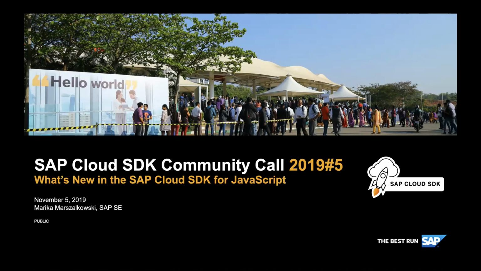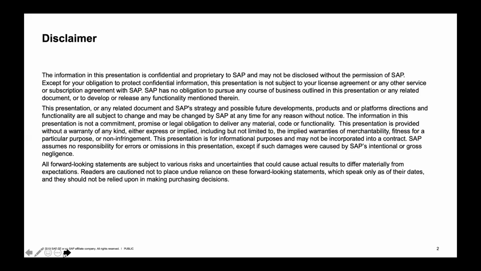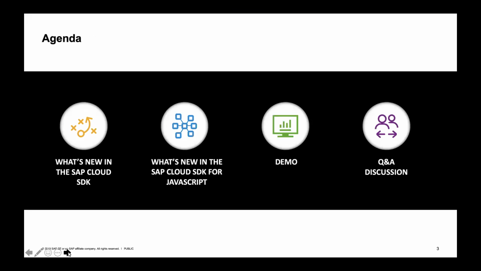So our agenda today looks as follows. We'll start with the view on what's new in general in the SAP Cloud SDK, but particularly our topic that Marika will later talk about is what's specifically new in the SAP Cloud SDK for JavaScript. So what happened in the last several months, which new features are exciting and worth trying out, and she'll also give a demo on that. And at the end, we'll also have time for your questions and answer those questions.